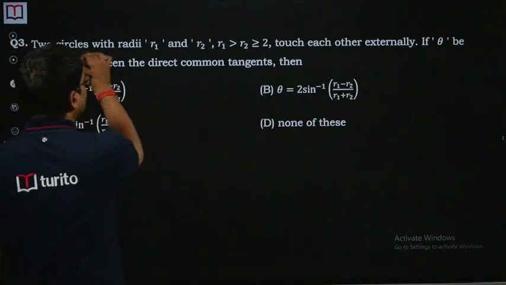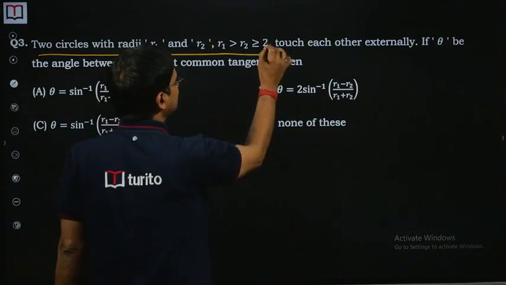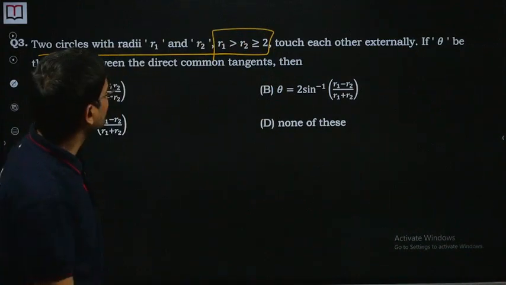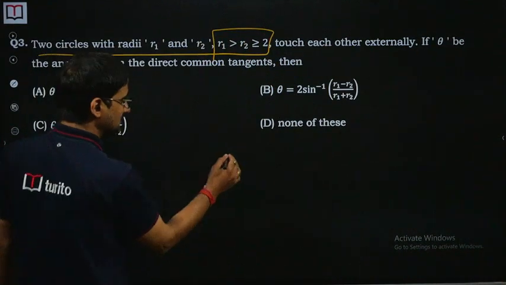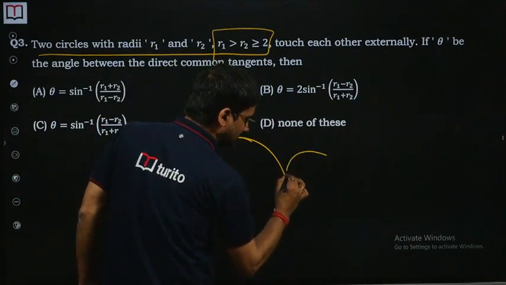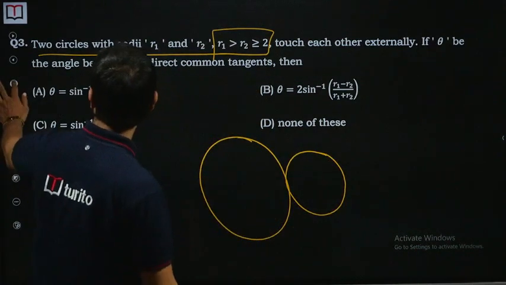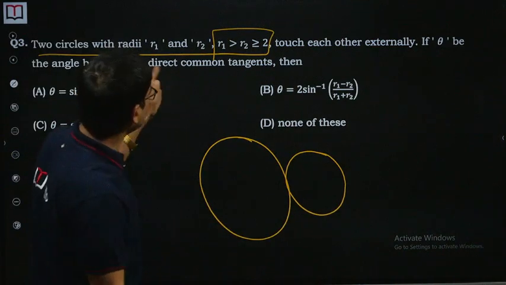Now again, two circles with radii R1 and R2, where R1 is greater than R2, both greater than or equal to 2, touch each other externally. If theta is the angle between the direct common tangents.